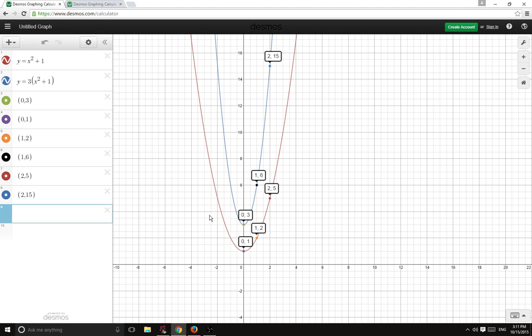Our original graph, x squared plus 1, is in red, and our vertically dilated graph, y equals 3 times the quantity x squared plus 1, is our blue graph. We can see our 2 points here, (2, 5) and (2, 15). If you look at this graph, it kind of looks like we took our red graph and shifted it up and then squeezed it together.